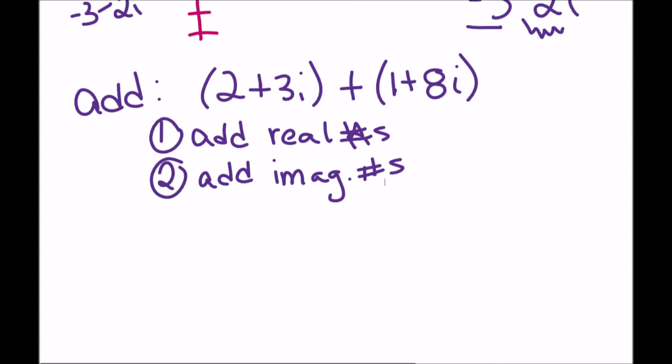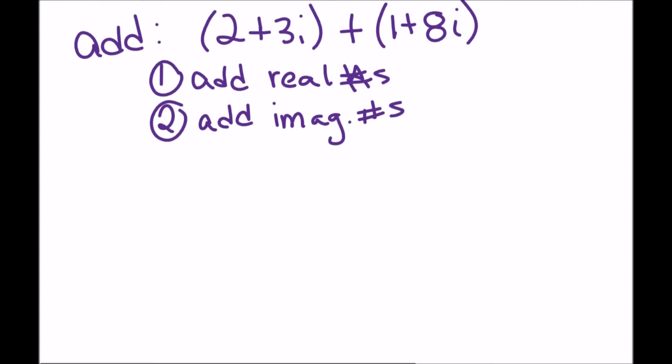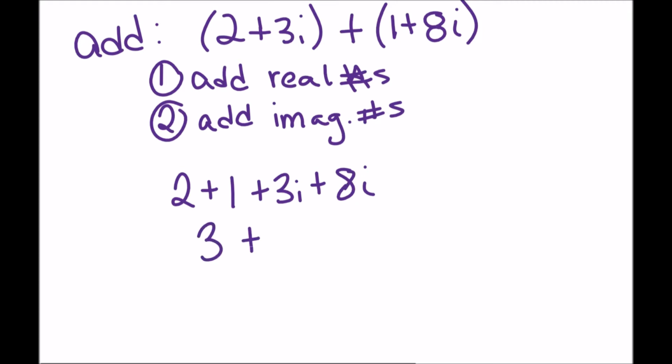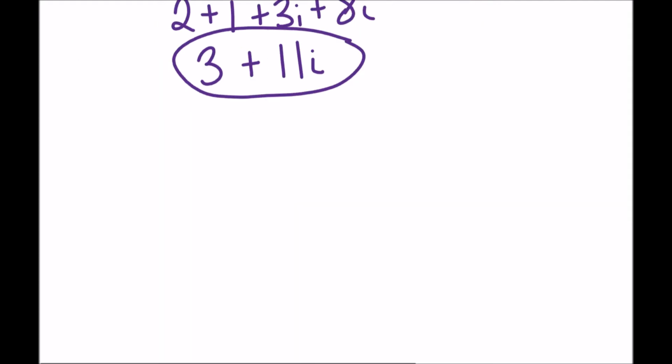Okay, and let's do that. So then we have 2 plus 1, plus 3i plus 8i. So 2 plus 1 is 3, plus 3i plus 8i is 11i. And that's our answer. Let's do another example.